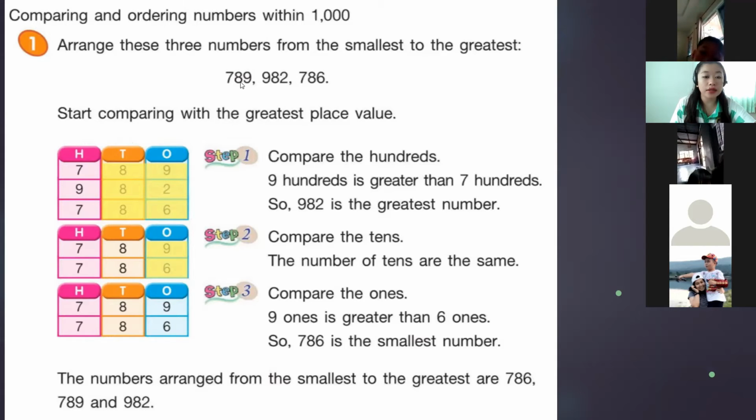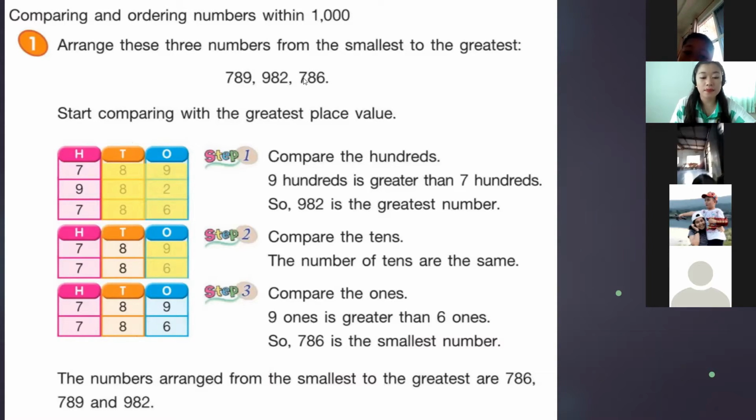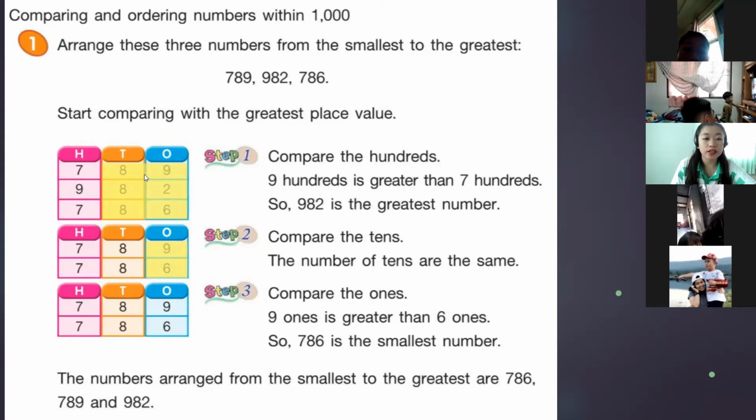Look at page 17 of your book. Look at these numbers. The first number here is 789. In the hundreds place, we have the number 7. In the tens place, we have the number 8. In the ones place, we have the number 9.